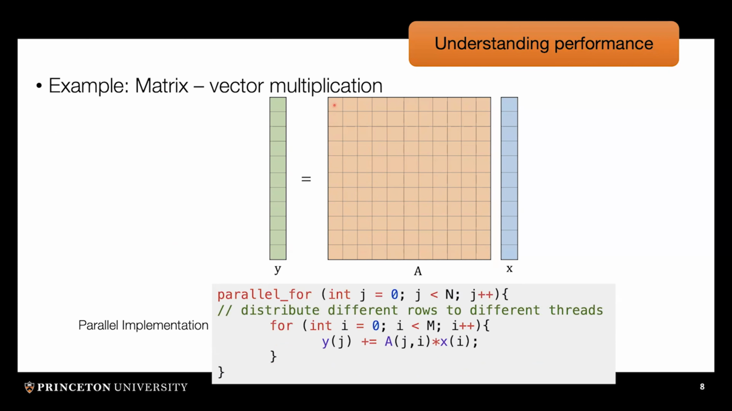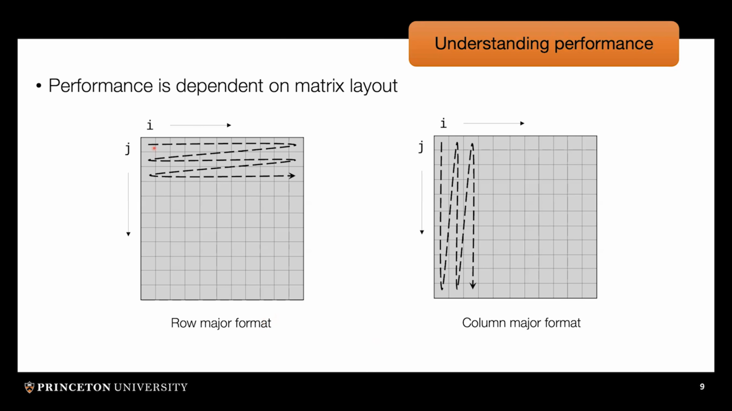So let's look at the two major formats of storing matrices, a row major format or a column major format. In a row major format, I store the rows consecutively in memory. So I store the first row, then the second row. In a column major format, I store the columns consecutively in memory.